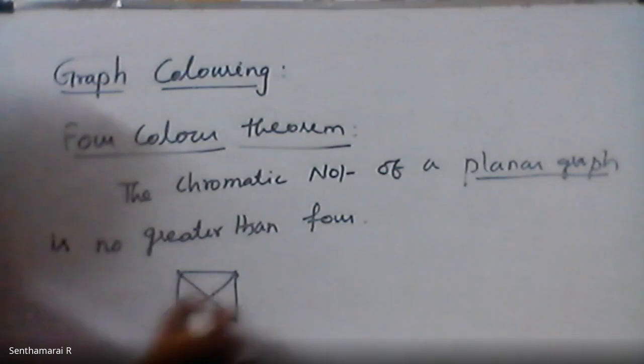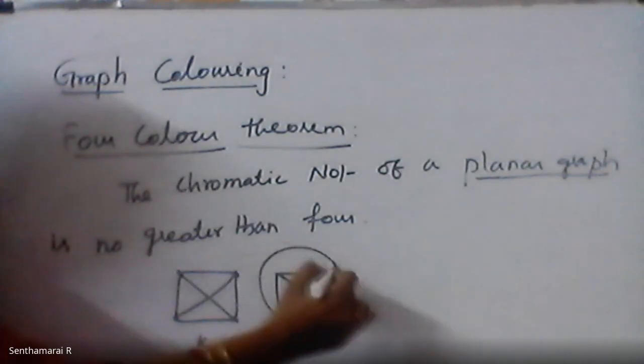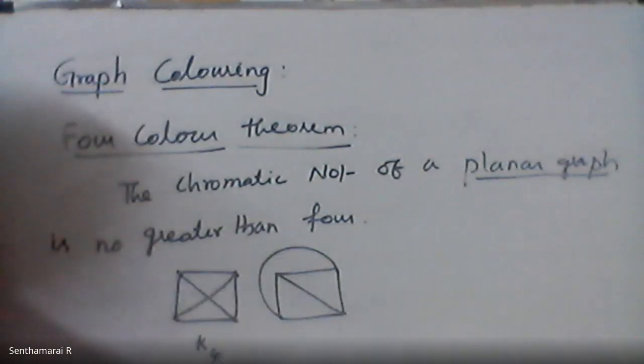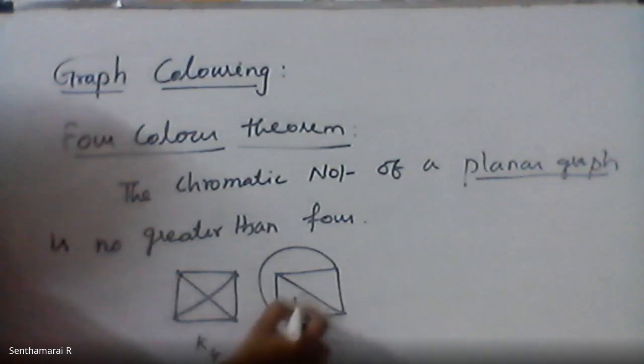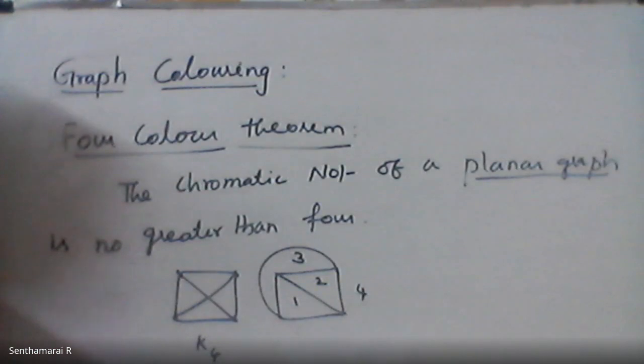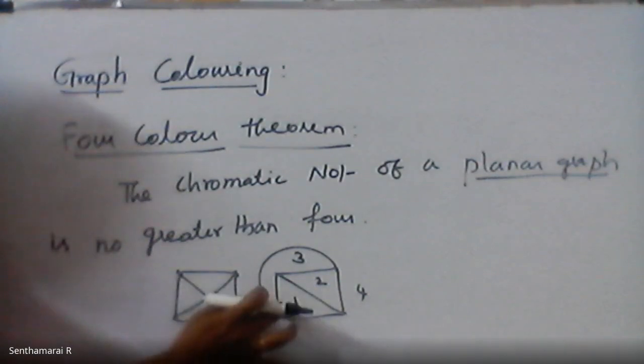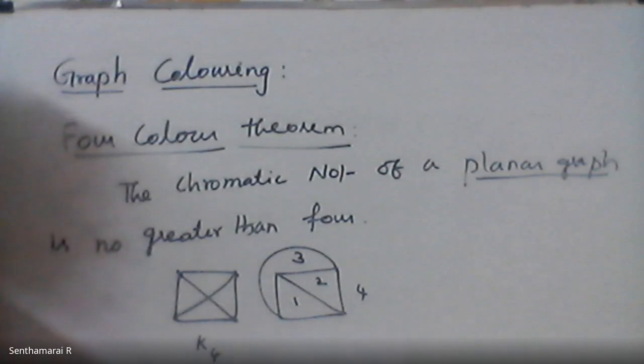Here 2 edges are crossing. But the same graph we can draw like this also, so that it is a planar graph. How many planes do we have? 1, 2, 3, and the outside one, the infinite plane, that is 4 we can consider. The same graph can be drawn like this, so that the graph is without any edge crossing. This is known as a planar graph.